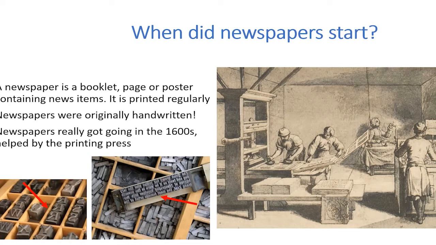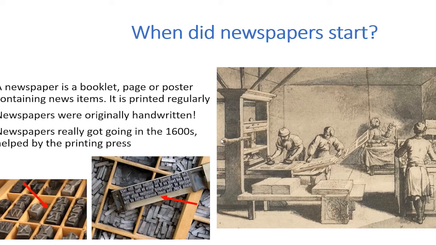But newspapers as we know them today really got going in the 1600s. And this is because they invented something called the printing press. And on the picture to the right hand side, you can see what a printing press looked like. Now, I'm going to keep this really simple, but this is an amazing subject in itself. So if you find this interesting, after the session, you can go onto the internet and places like the BBC have loads of really good videos explaining it in more detail.